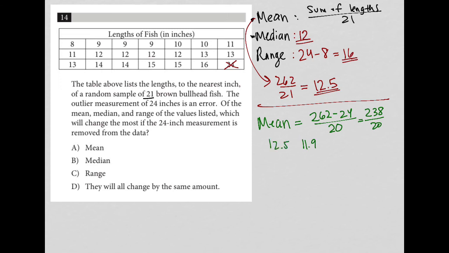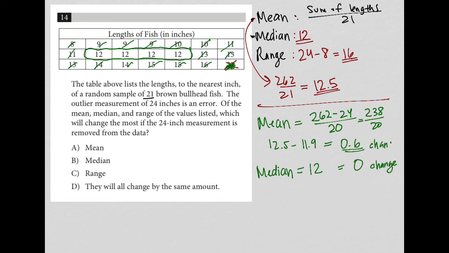And the difference between the old mean and the new mean, 12.5 minus 11.9, is a difference of 0.6. So that's the first difference. The median, if you recall, our median was 12. But there are like four 12s in here. So removing one term, removing this 24, is not going to shift us out of that range. If you want, we could do that process again where we cross out from the edges, but you'll pretty quickly notice that all we have left are 12s. So the median is going to be 12, which means it has not changed. So there's zero change there.